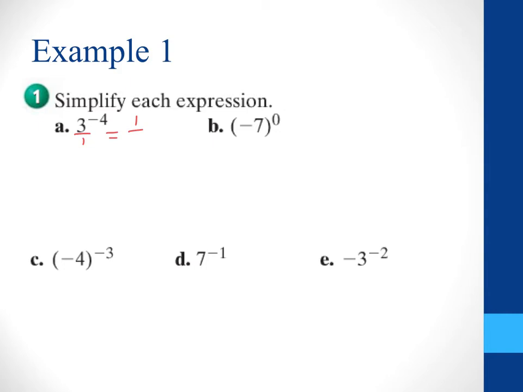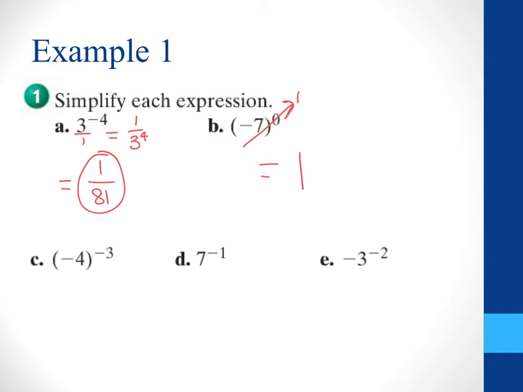So that's going to give me 1 over 3 to the positive 4th, because again, once I move that from the numerator to the denominator, I have to get rid of that negative. And then I can now simplify. 3 to the 4th power is actually 81. So this is going to simplify down to 1 divided by 81. Part B, this is a negative number raised to the power of 0. This is always going to turn into the number 1.